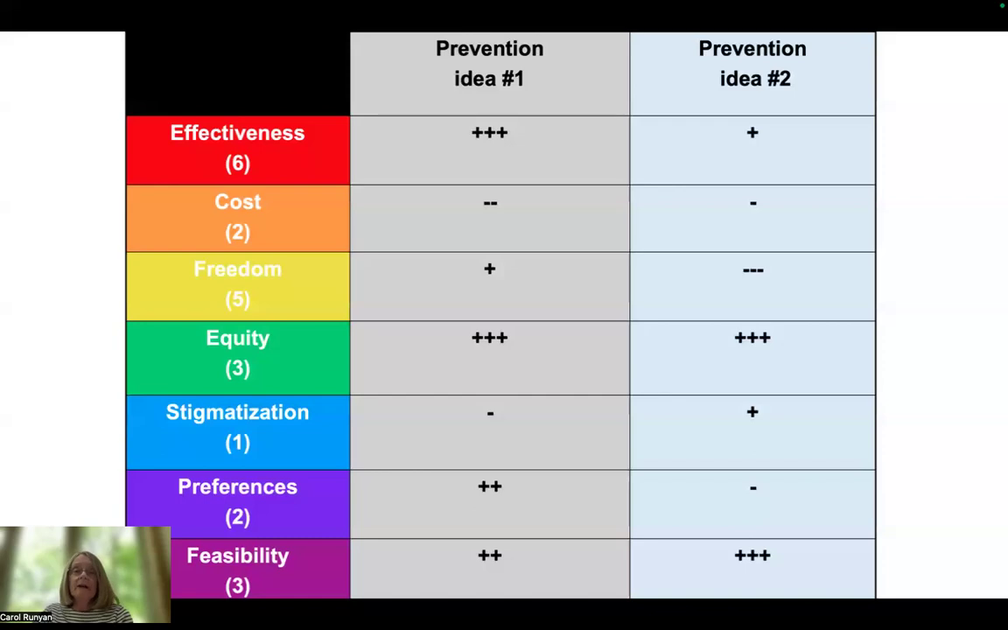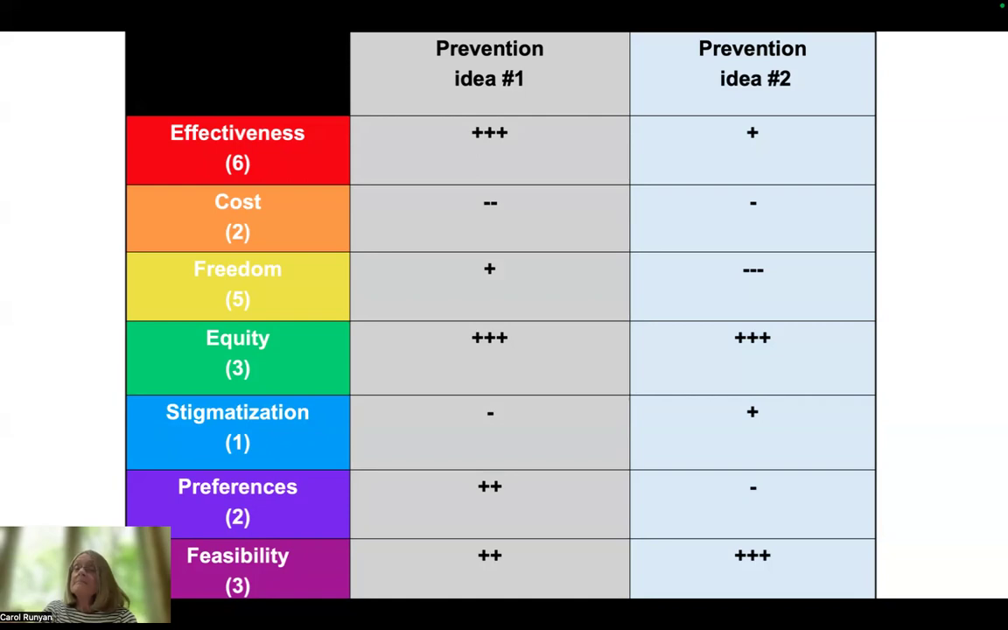So let's look at an example. You have prevention idea 1 in the first column and prevention idea 2 in the second column, and so on. On effectiveness, which you've rated as a 6 as being very important, you might decide prevention idea 3 is really good with respect to effectiveness in the way that you're looking at it, whereas prevention idea 1 is good, but not as good.